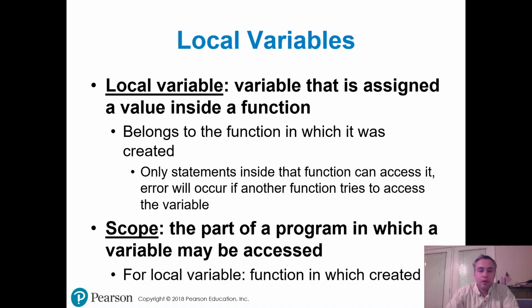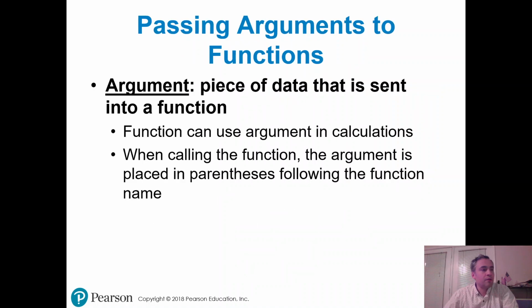So the scope of a local variable is the part of the program where it can be accessed. For a local variable, it is the function in which it is created. Thus, different functions can have variables with the same name, they don't know about each other, that is okay.